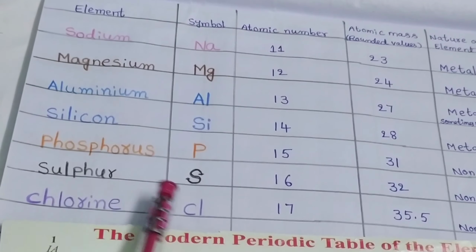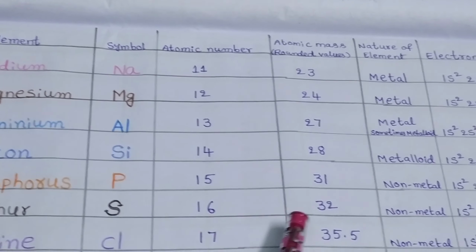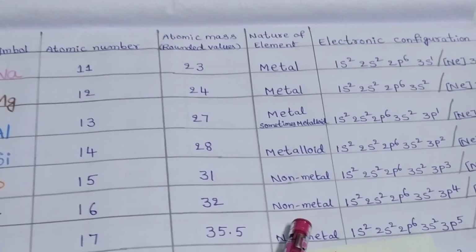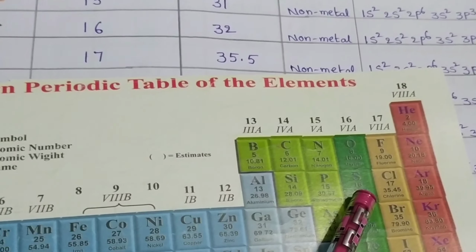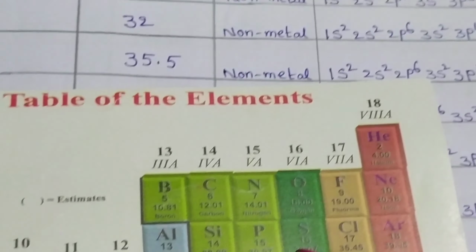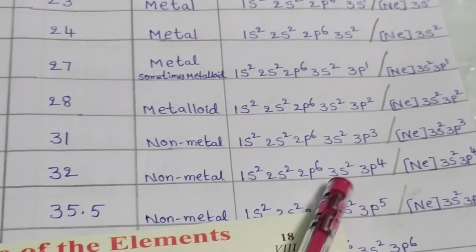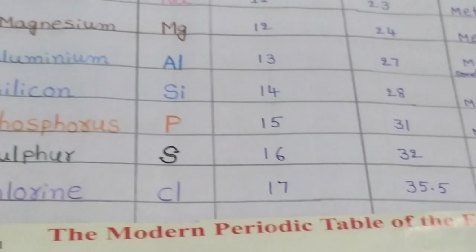Next, sulfur. The symbol is S, atomic number 16, atomic mass 32. It is a non-metal. When we observe the periodic table, sulfur is present in the third period and is the fourth element in the p block. So the electronic configuration can be written as 1s2, 2s2, 2p6, 3s2, 3p4 or neon 3s2, 3p4.